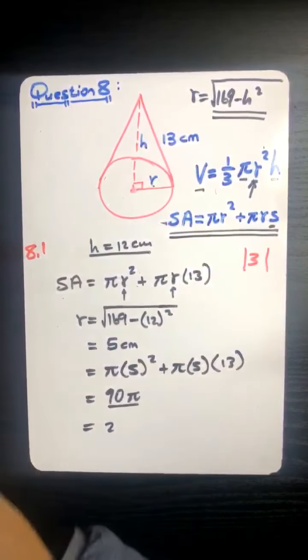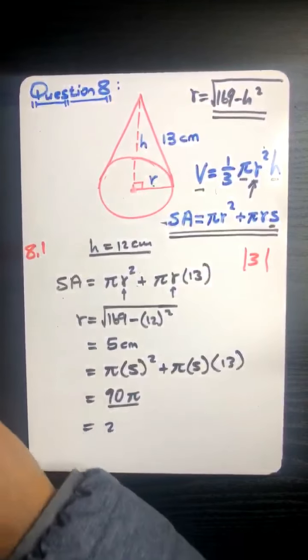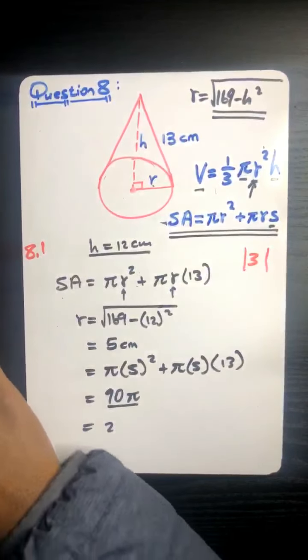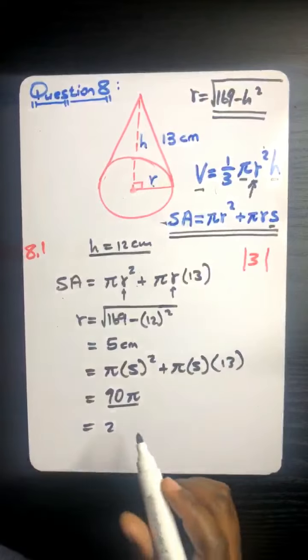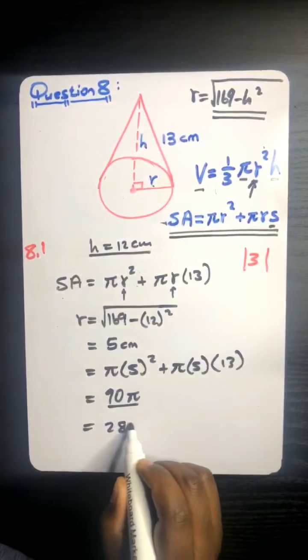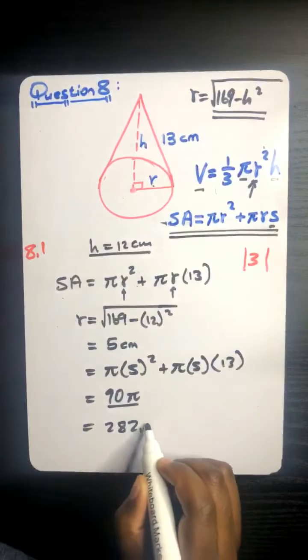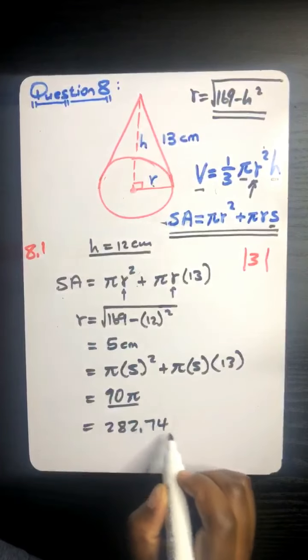So I'm getting 85 pi. You see, we're getting different answers there. This is what I'm getting, guys. You round it to 274.